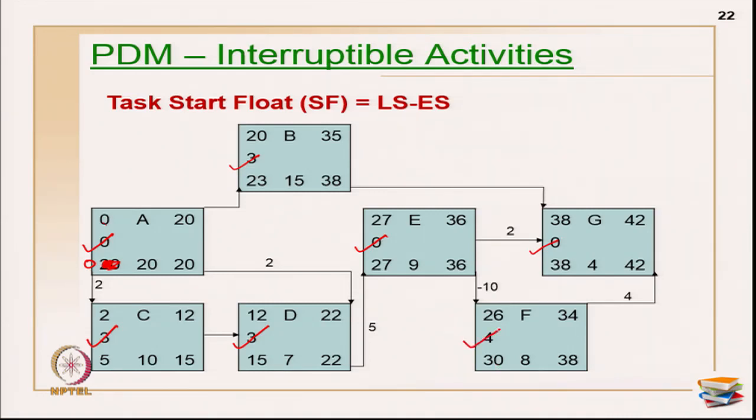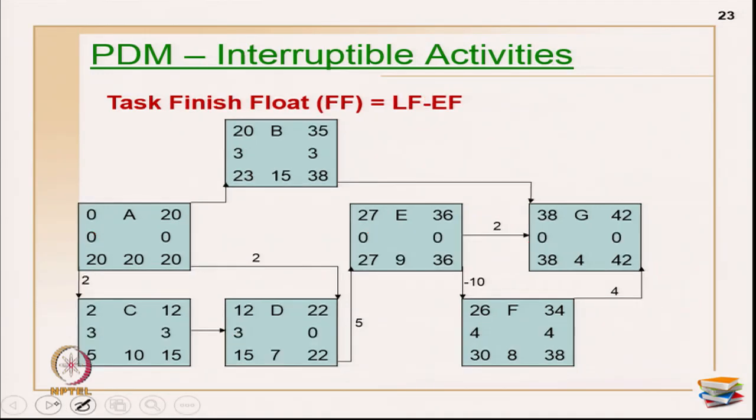So, task floats are all calculated. If you see here, start of A is critical, start of E is critical, start of G is critical, because I have floats of 0 values. Now, let us do the finish float, task finish floats, which is given by late finish minus early finish.